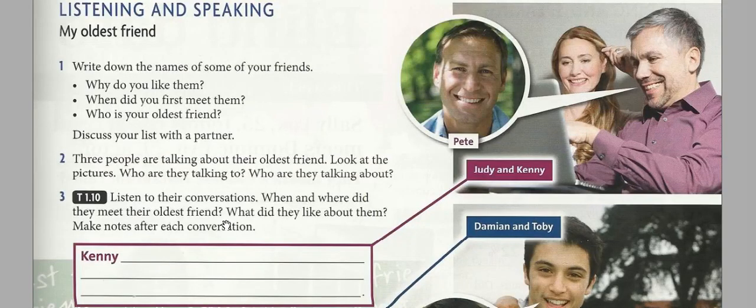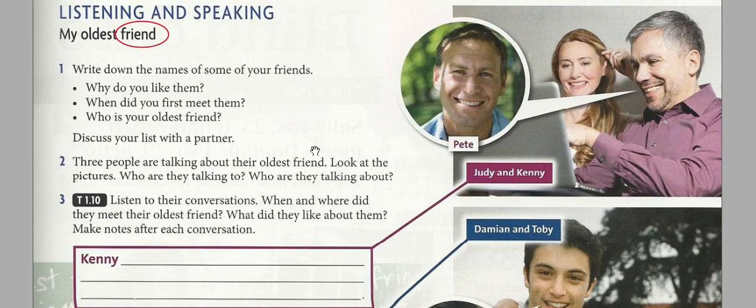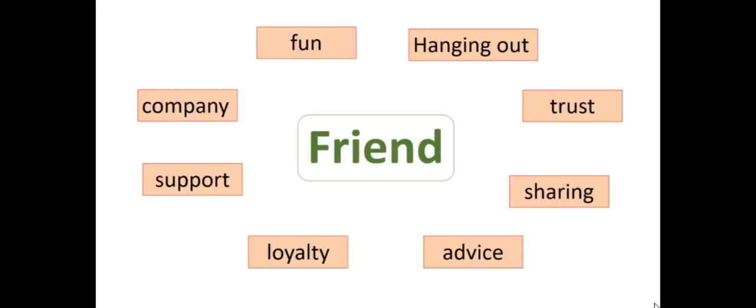And now the listening and speaking section on page 9. So the listening of the section is titled My Oldest Friend. So when you hear the word friend, what is it that comes to your mind? What are the words that you associate with this word friend? Take a moment to think. So when you say friend and the words that you can associate with the word, right, there's no right or wrong answer, huh? Okay, so you might think of the word fun.